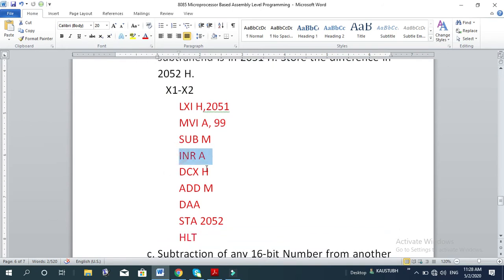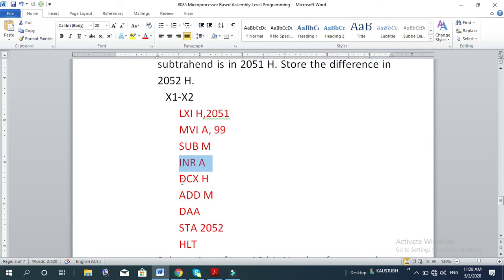this stage. So then what I did is DCX H, instead of INX H I am using DCX H. DCX H means it will decrement the HL register pair by 1. So what is there in the HL register pair? 2051. Now it is decremented by 1. So decremented by 1 means it becomes 2050.